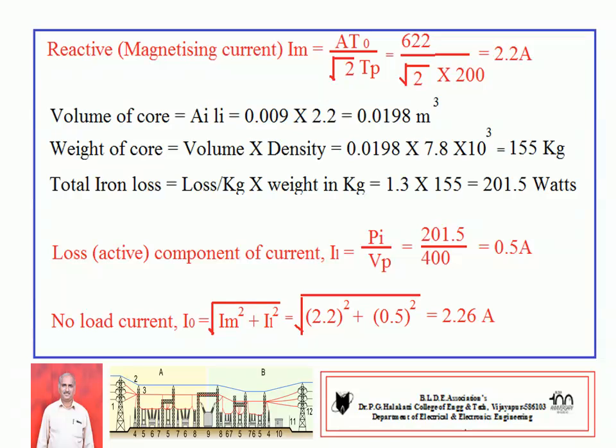Once you know the total iron loss, again the given transformer is single phase, calculate the loss component of no load current, which is equal to Pi divided by Vp. Pi is total iron loss, Vp is primary side voltage, so we are going to get around 0.5 ampere. Hence no load current becomes the square root of, again the general expression, Im square plus IL square. You substitute the values, then we get 2.26 ampere.